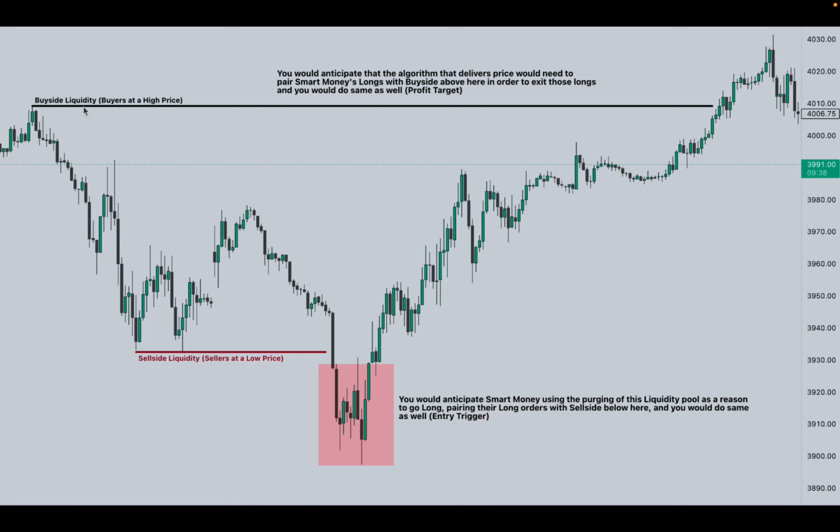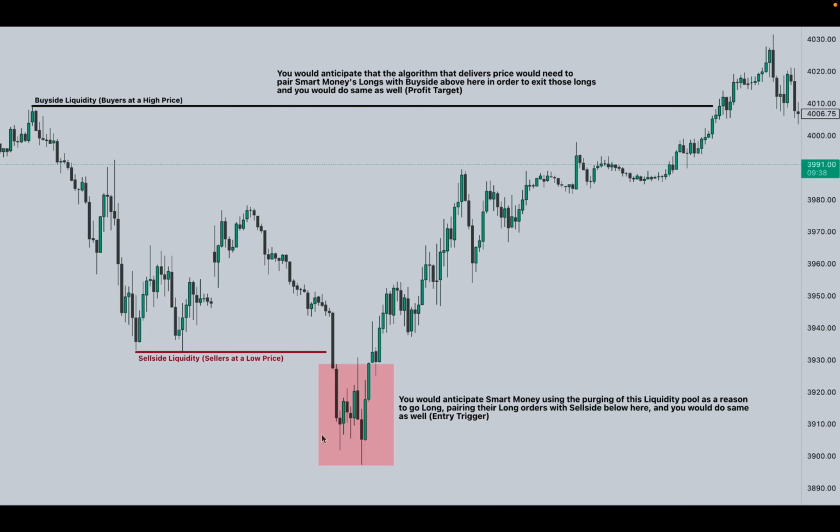Now above here we have a swing high. What's going to be resting above there? Buy stops, buy side liquidity, or buyers at a high price. What would you do? You would anticipate that the algorithm that delivers price would need to pair smart money's longs. Smart money went long below here. But the algorithm that delivers price would need to pair smart money's longs with buy side liquidity above here in order to exit those longs, and you would do same as well. In other words, you would use this high as a profit target.